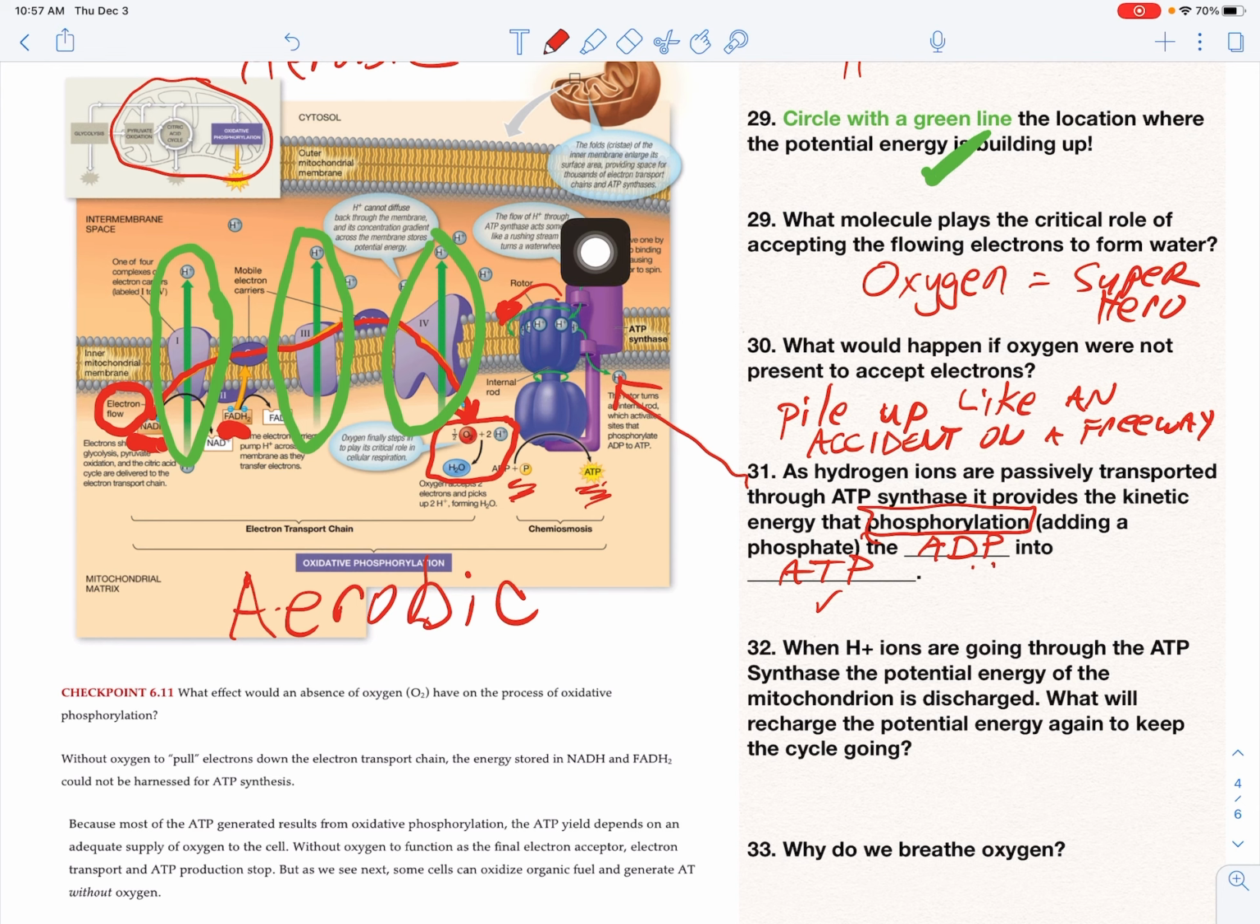How do we recharge it? You have to have more electrons come by for more active transport. So in other words, you just have to keep glycolysis and the citric acid cycle going so that you can transport the electron carriers to drop off more electrons here. What will recharge the potential energy? More electrons.